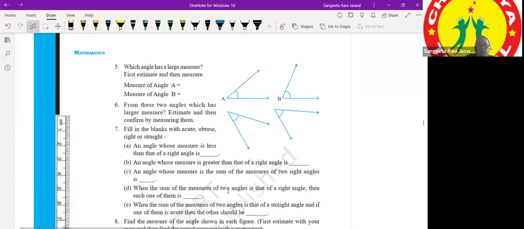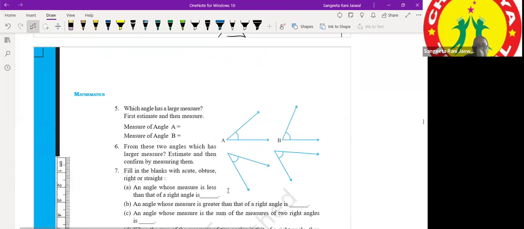Okay, now next question, which angle has a larger measure? First estimate and then measure. We all can see the two angles A and B, they are both less than 90 degrees, yes? So the estimate is that they are acute angles. Now check with your protractor. What is the measure of angle A and angle B?